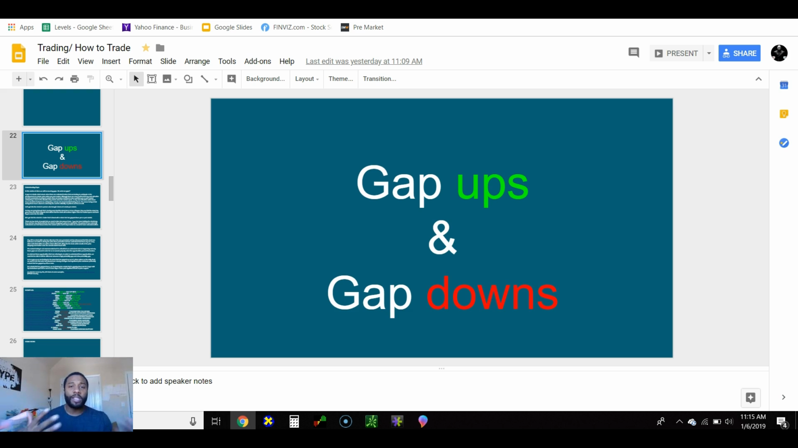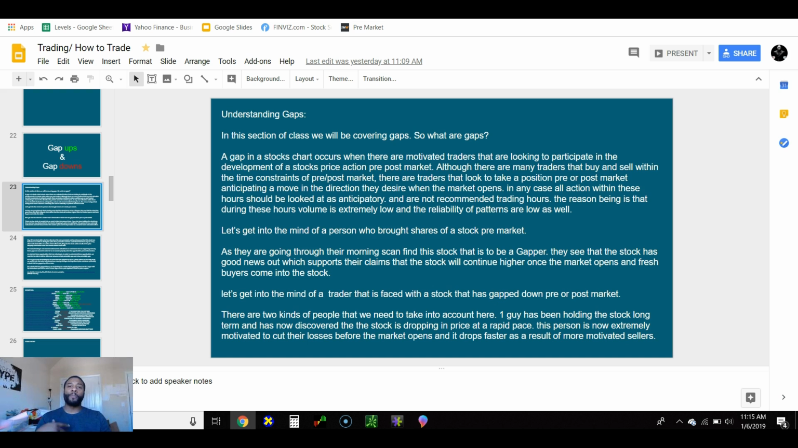Okay? So let's get straight into the material. Here we're going to be understanding gaps. We're going to attempt to understand why they occur, how they occur, and just a basic understanding of what the gap is. We don't need to go into the minutest detail, but we're going to understand what a gap is. By the end of this presentation, you'll be able to tell your mother, your father, your grandmother, your child what a gap is. You're going to be able to say, hey, look, this is a gapper. This stock gapped up, or this stock gapped down, and this could possibly be one of the reasons why.